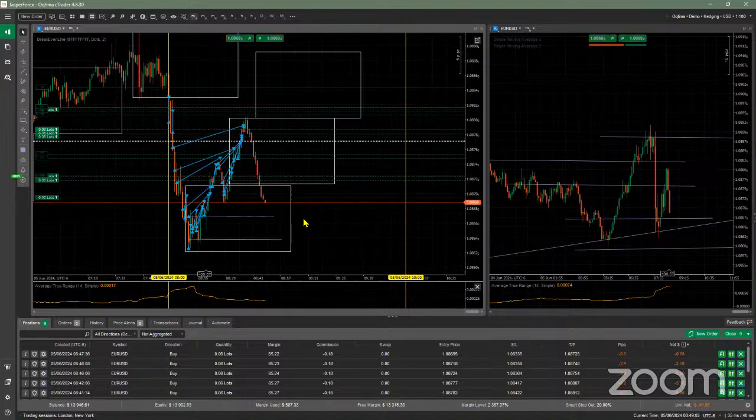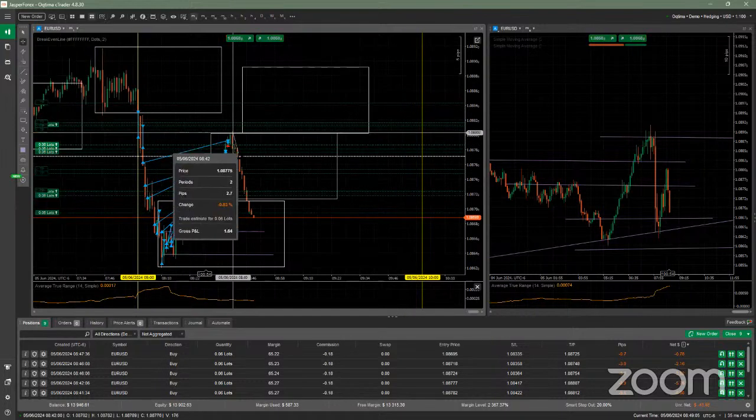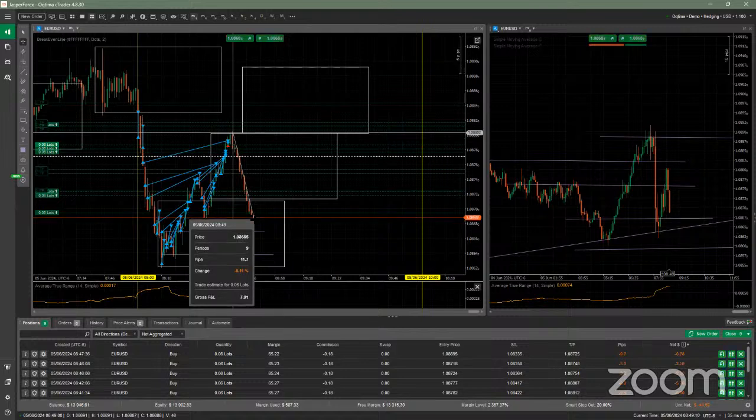There we are. This is not something we see very often. Red, red, red, red, red, red. 11 pips worth.